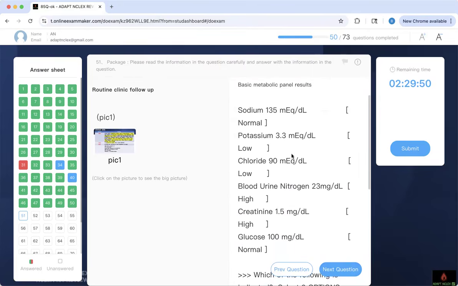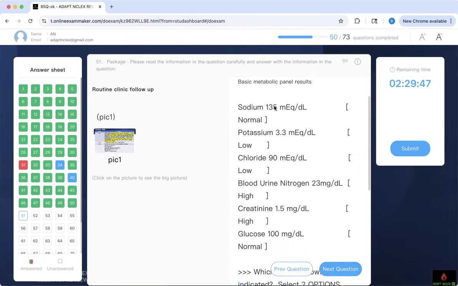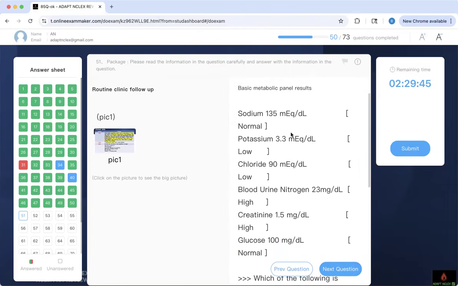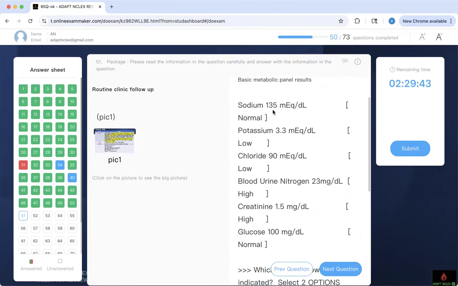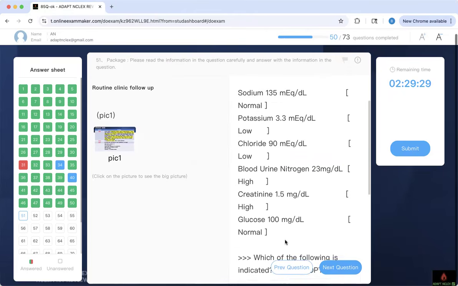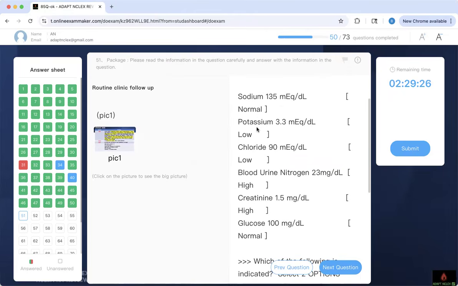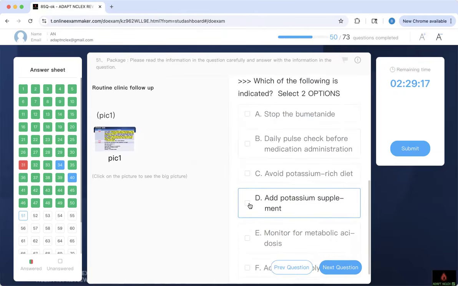The basic metabolic results are shown below, right? This is what you have. Sodium is normal. Potassium is low. Chloride is low. BUN is high. Creatinine is high. Glucose is normal. What do you think is going on? Sodium is low normal and potassium is very low, we have a problem. Which of the following is indicated?